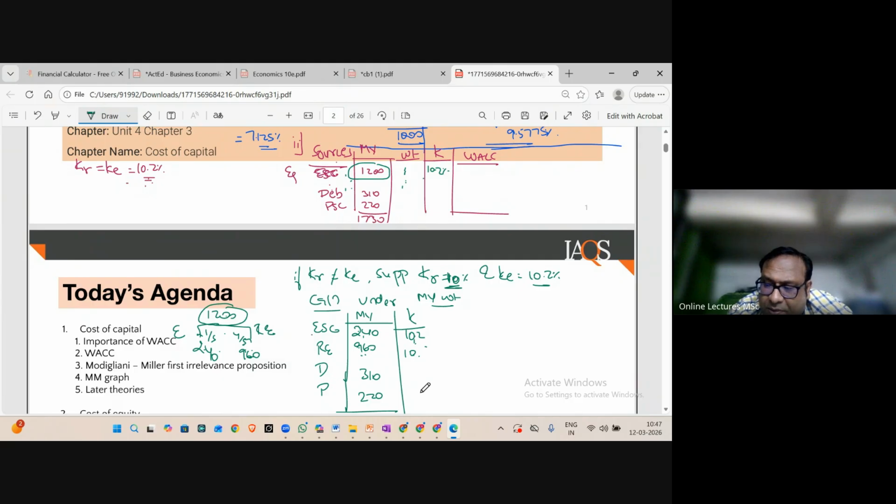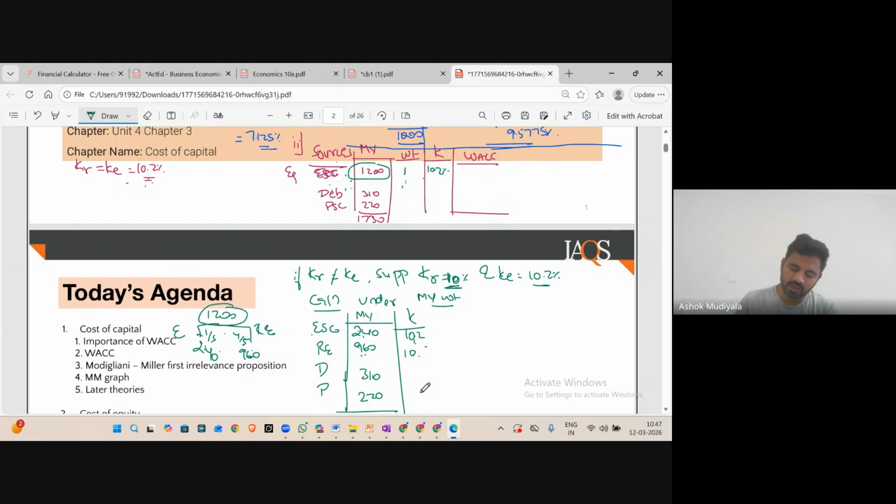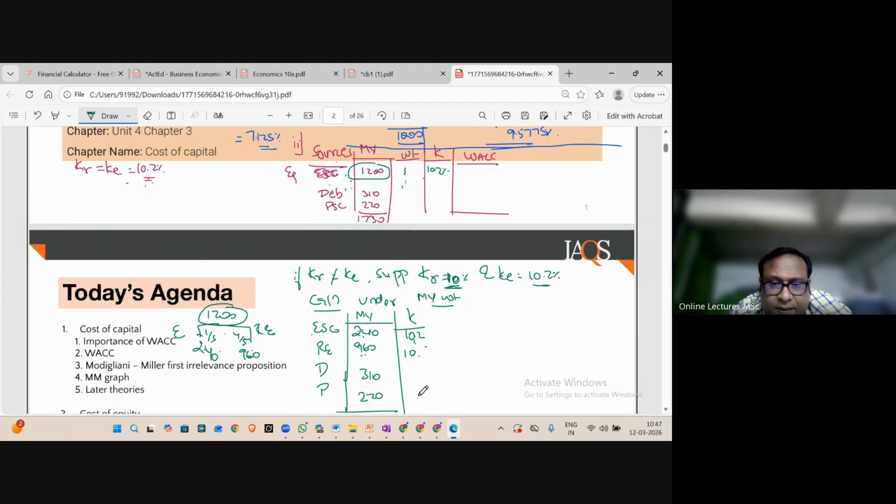Ashok, can you read it out to me? Whenever KR, cost of retained earnings, is not equal to KE, in that situation, we will take the market value of equity and split it between equity share capital and retained earnings on the basis of their book value proportion. Correct. So as you may see, I did it over here.